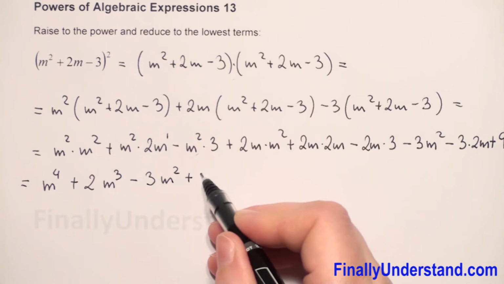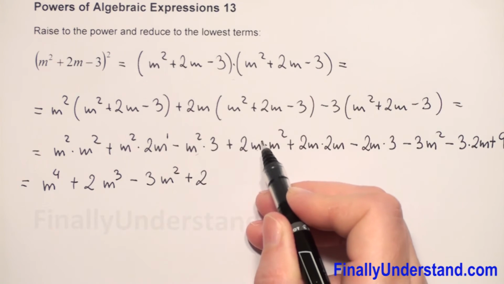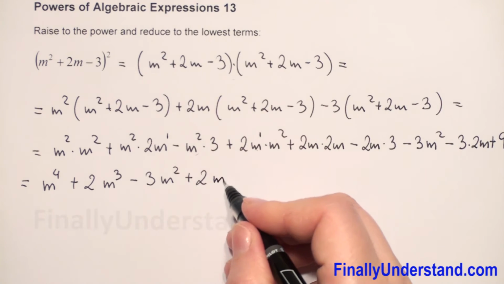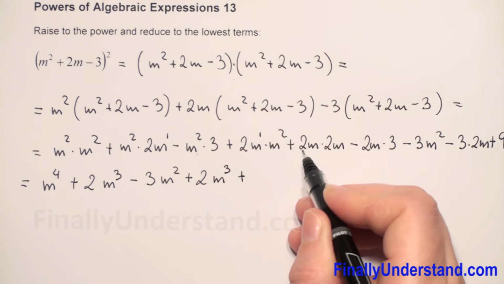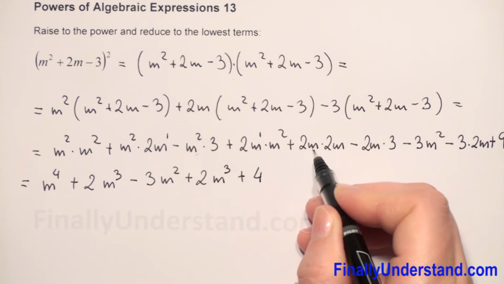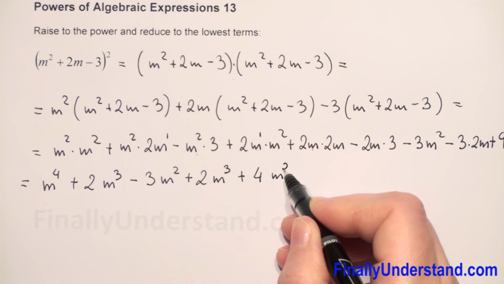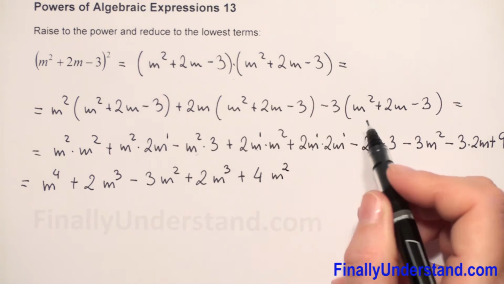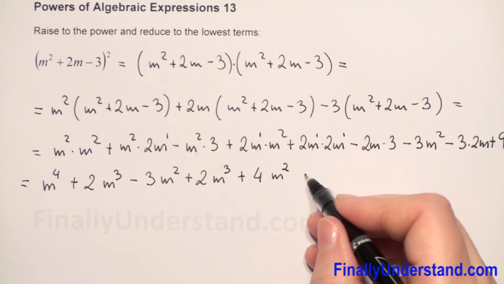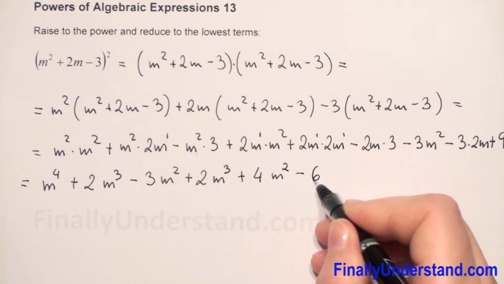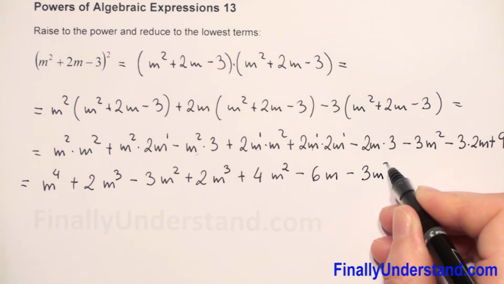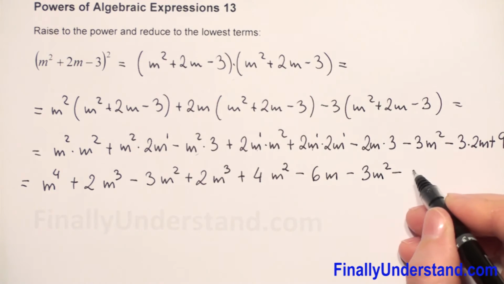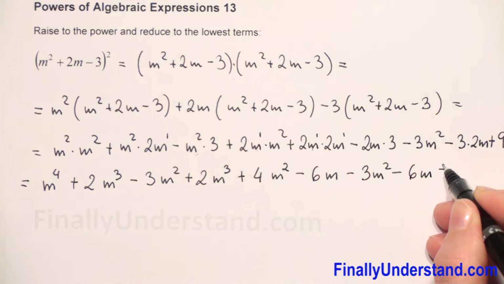Next we have plus 2, we have to copy, and the same base, invisible exponents 1 and 2. So it will be m to the power 1 plus 2 is 3. Plus 2 times 2 gives me 4, and m times m is m squared, because we have m in first power and in first power, so 1 plus 1 is 2. Minus 2 times 3 is 6, and we have to copy m. Minus, we have 3m squared, minus 3 times 2 is 6m, and we have plus 9.